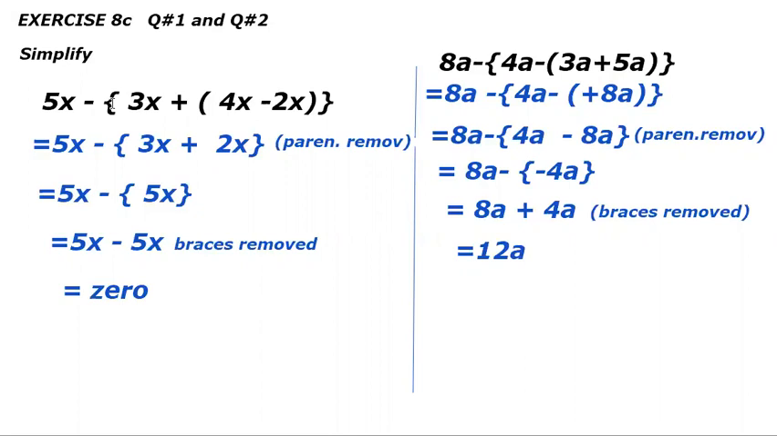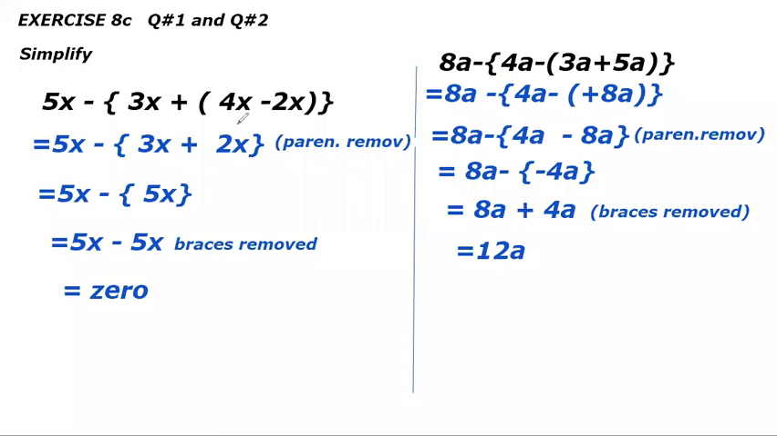This bracket is called braces and this is called parentheses. These are called the grouping symbols. Now let's do its first part. This grouping symbol, which is called parentheses, first of all we will remove these parentheses. You can see inside the parentheses 4x minus 2x, both are like terms.